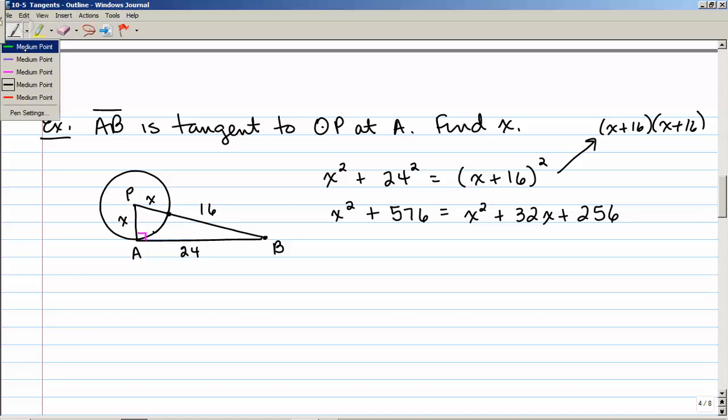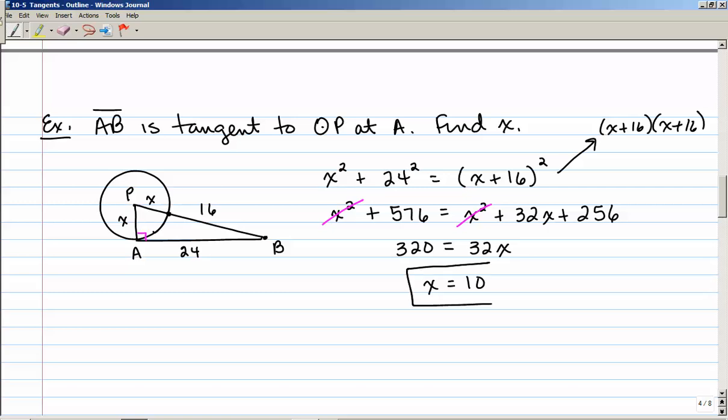In my equation here, I have an x squared on both sides, so if I were to subtract x squared from both sides, that would disappear. That makes solving this a lot easier. Let's subtract 256 from both sides, and I get 320 equals 32x, and dividing both sides by 32, x is equal to 10. So in this problem, x is equal to 10. The radius of this circle is indeed 10.